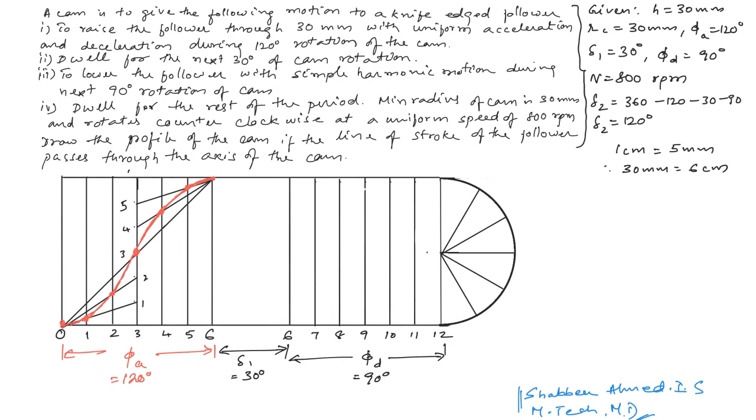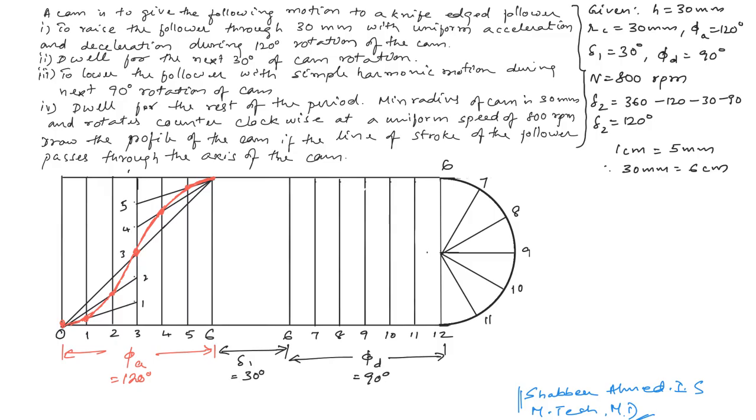See, now this is a descent. So descent means the numbering must start from the top, so that you should not forget. So 6 must start from here, then 7, 8, 9, 10, 11 and 12. Of course 12 is overlapping there, because at 6, where is the follower? It's at the top. So after the dwell also it must be at the top. So it will come like that. So you have to mark it from the top.